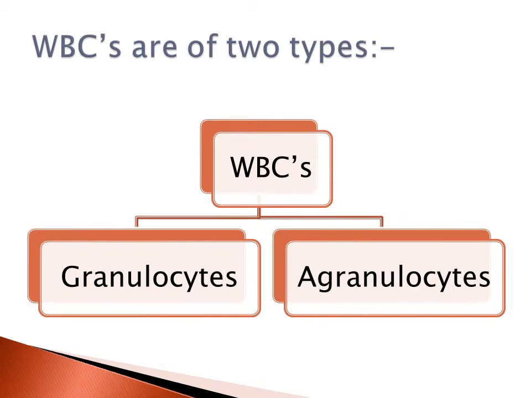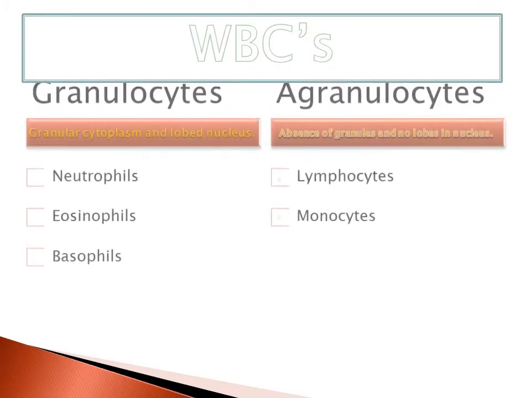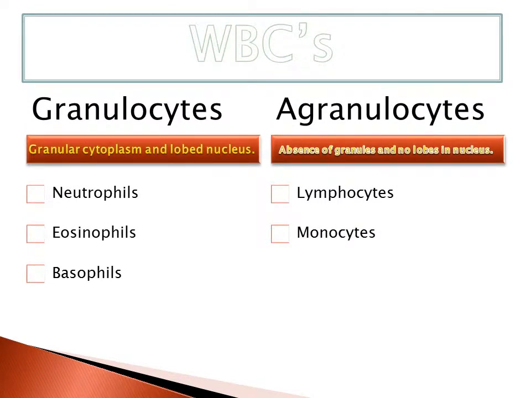WBCs are of two types, granulocytes and agranulocytes. WBCs are further classified into three types of granulocytes and two types of agranulocytes. In granulocytes, the cytoplasm contains granules and has a lobed nucleus. They are of three types: neutrophils, eosinophils, and basophils. In agranulocytes, absence of granules and no lobes in the nucleus are observed. They are of two types: lymphocytes and monocytes.